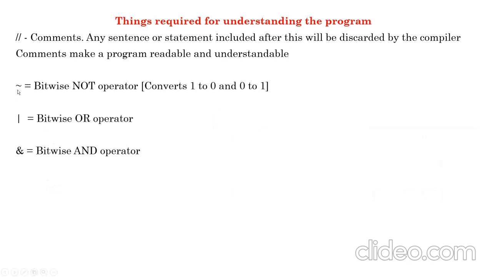This operator is called your bitwise NOT operator. It will convert all zeros to ones and ones to zeros. This is your bitwise OR operator. This is called the bitwise AND operator. We will be seeing these shortly in my upcoming videos. So with this basic introduction, let me go into my next slide.